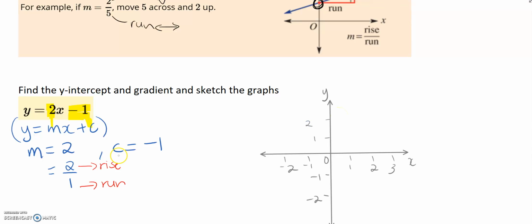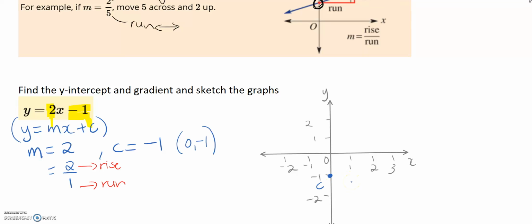Let's start with our y-intercept, which is c, which is equal to -1. So c equals -1 means that our y-intercept has the coordinate (0, -1). Okay, so let's go to (0, -1), which is there, and that's our c. From there, we're going to find the next point.